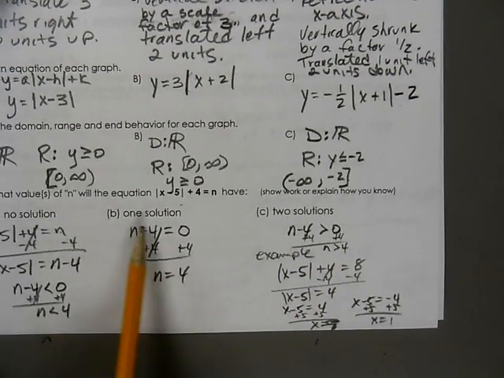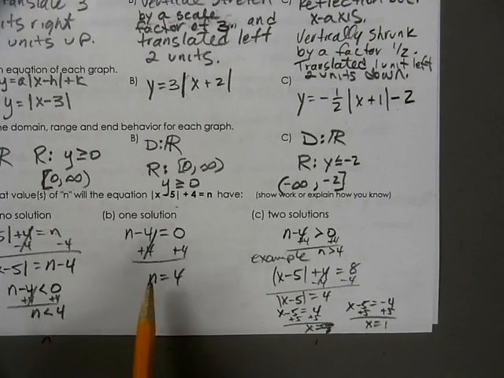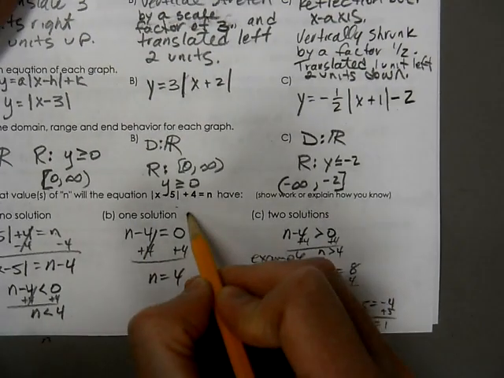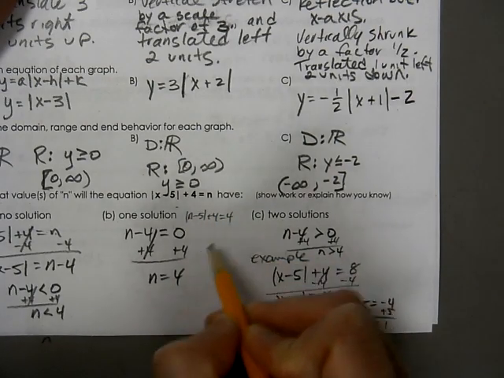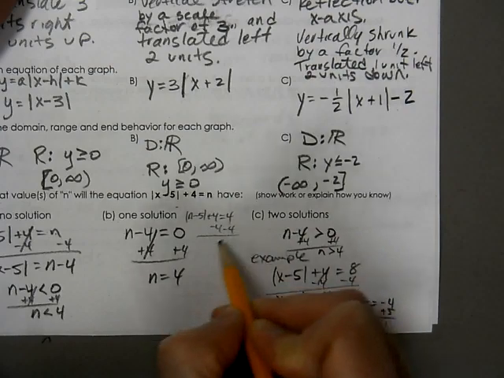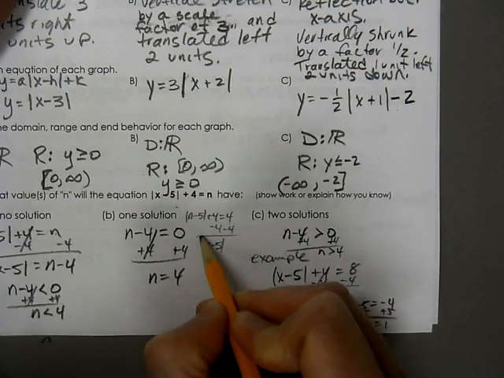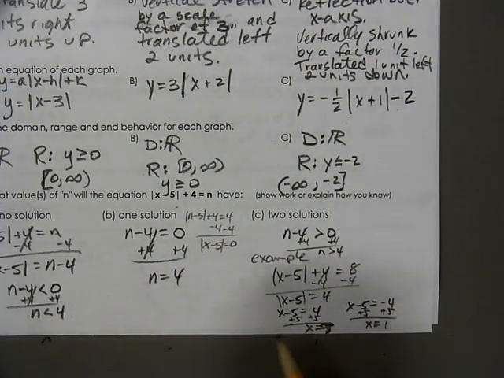Two solutions. We get only one solution when your n value equals 4. Absolute value of x minus 5 plus 4 equals 4. By subtracting the 4 across, we get 0. Well, you can do the plus or minus concept here.